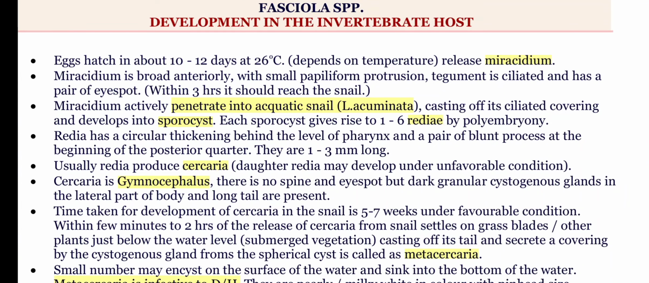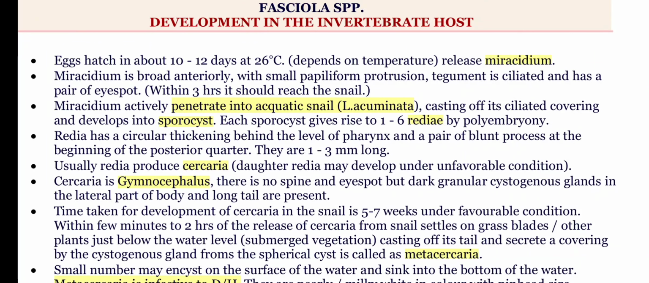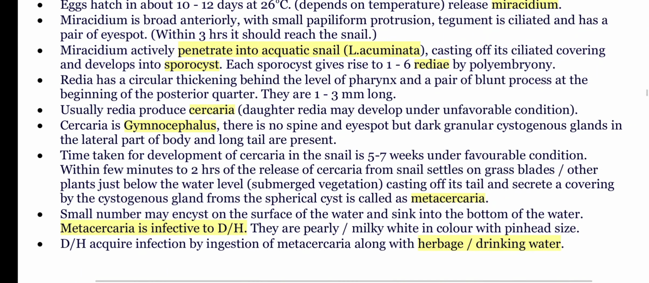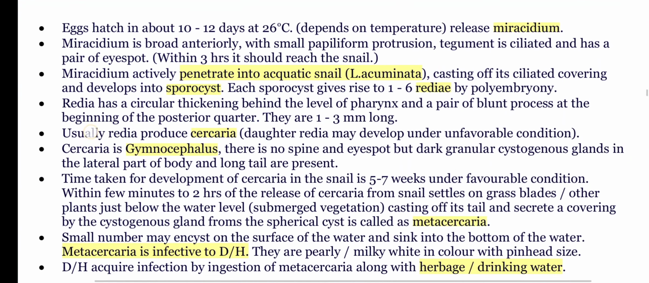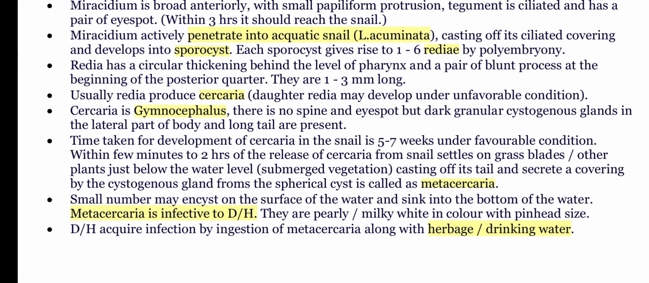And before entering the snail, the eggs are passed in the feces of cattle, buffalo, sheep, and goat, and those unembryonated eggs will become embryonated, and they will hatch as the miracidium under the influence of adequate temperature in the environment. That miracidium will actively penetrate the snail, and after the penetration of the miracidium into the snail, the developmental stages such as the sporocyst, redia, and the cercaria are present in the snail body.